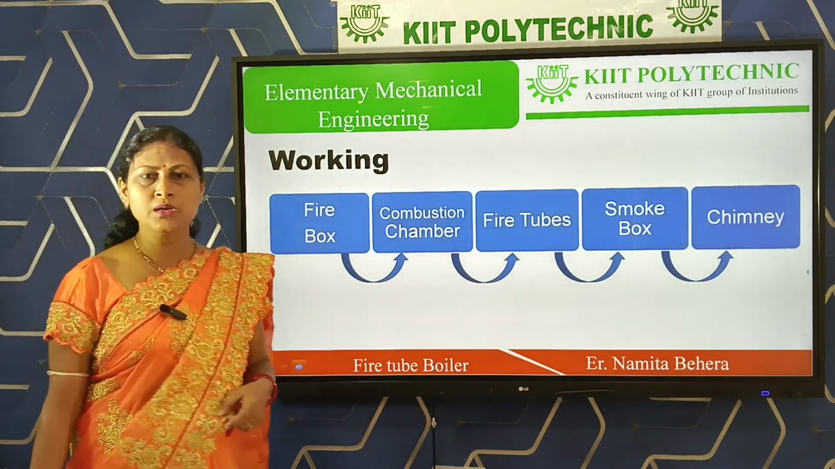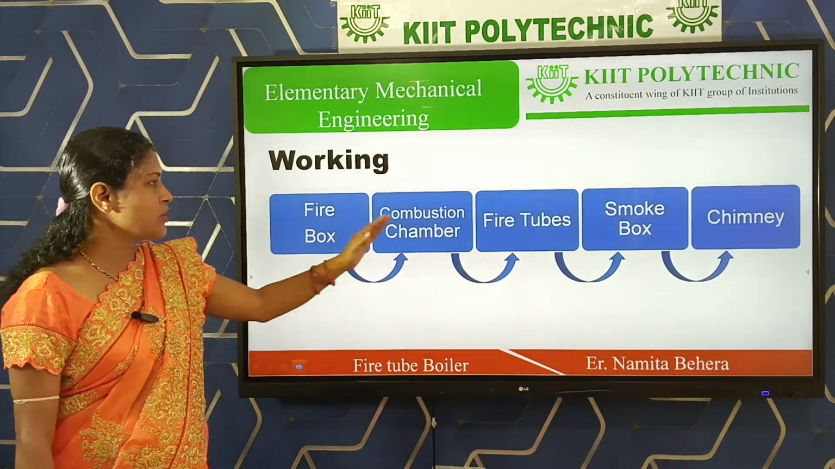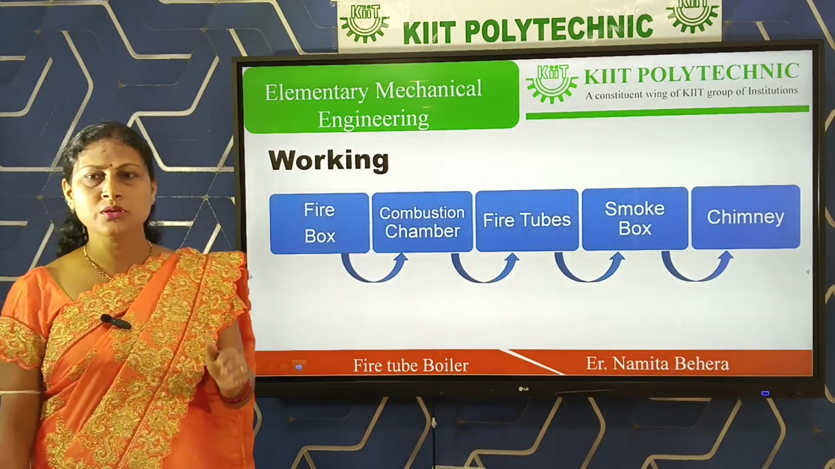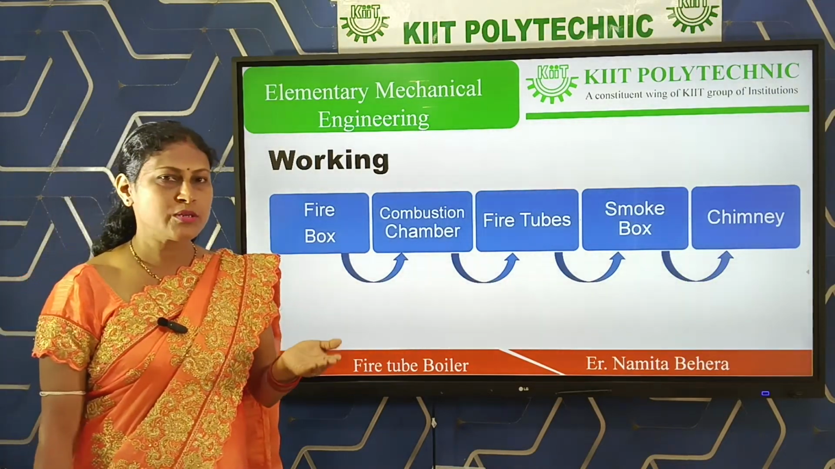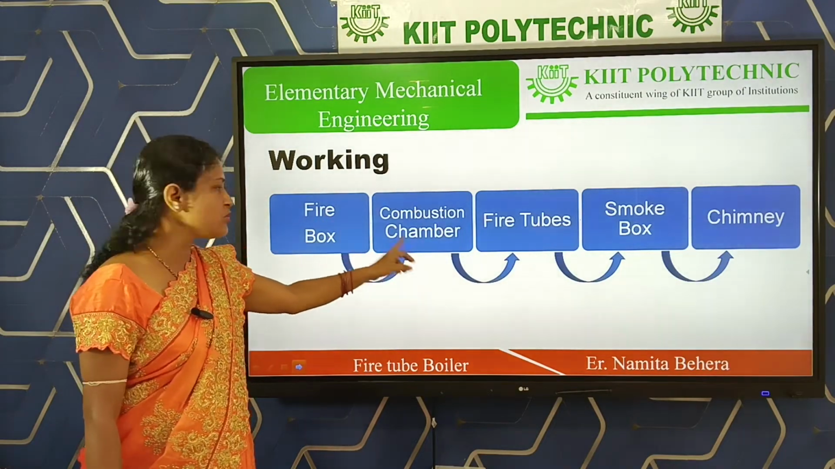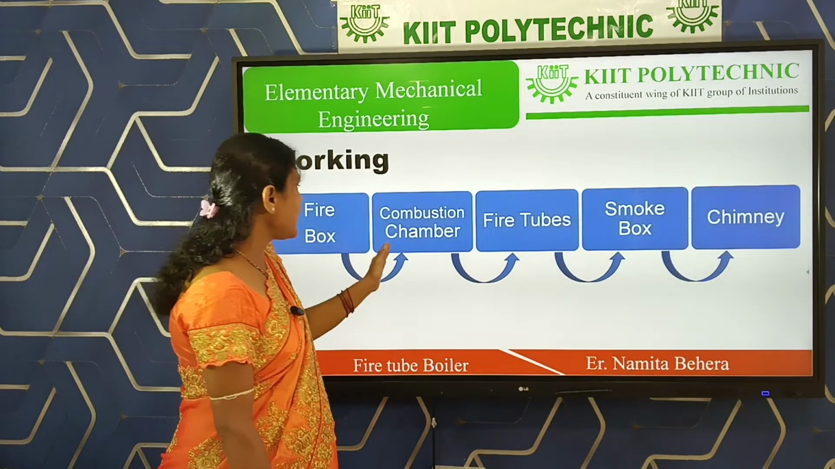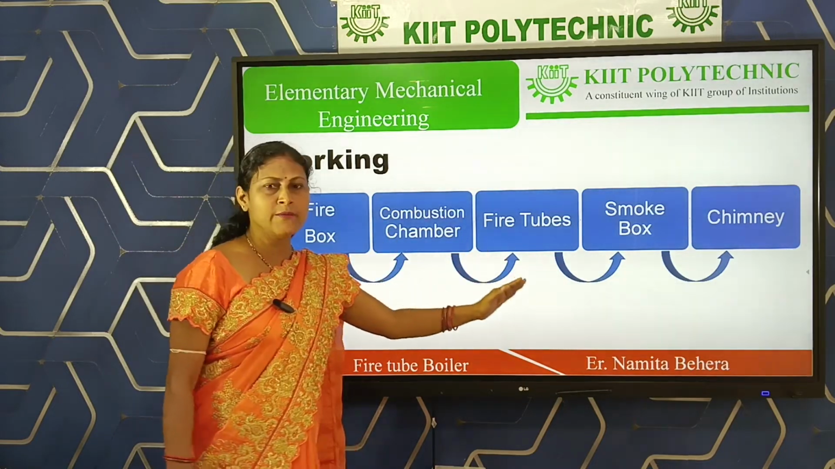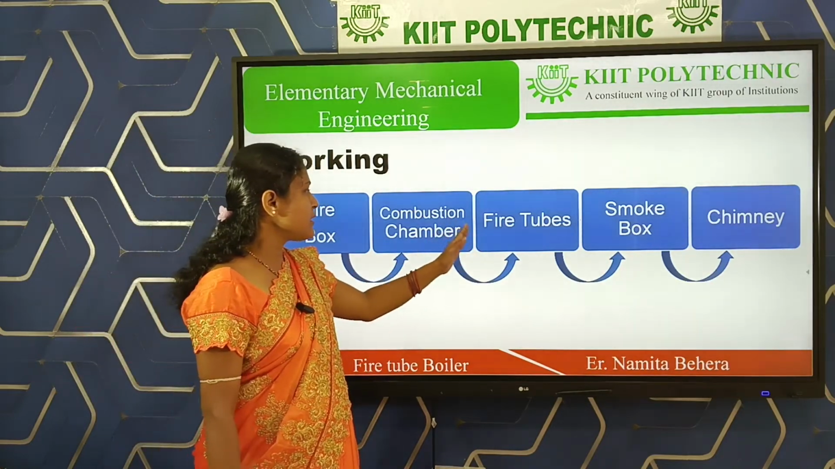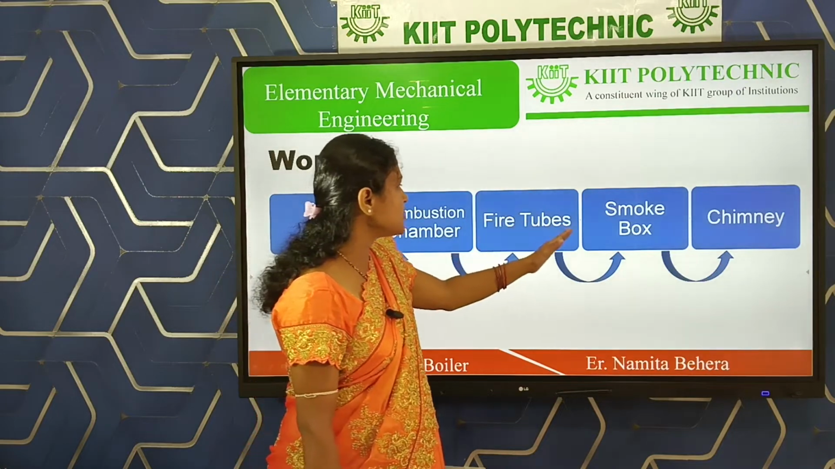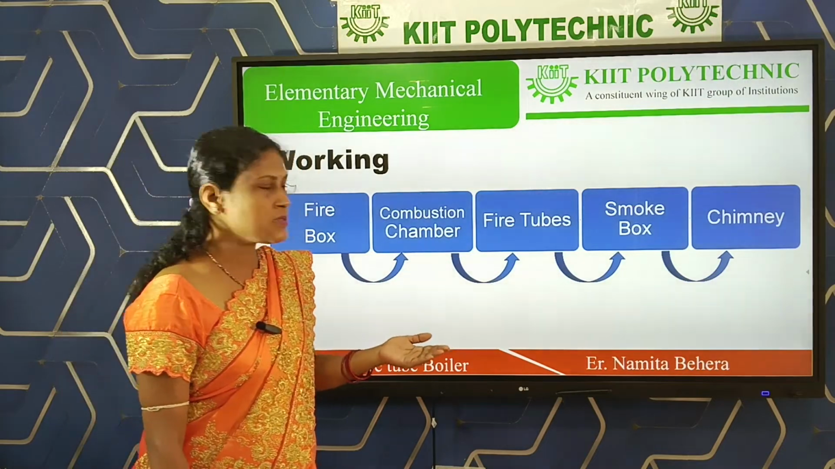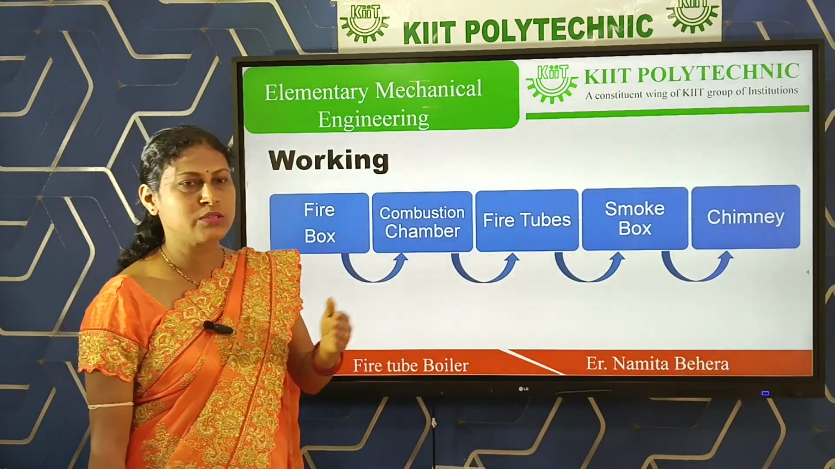Then what is the working of the Cochran boiler? This is the line diagram of the Cochran boiler. First is the firebox. Firebox means furnace, where combustion takes place and hot gases or flue gases are produced. These hot gases then go to the combustion chamber through the flue pipes. Then the flue gases go through a number of fire tubes called multi-tubes. Then they pass to the smoke box, and finally the flue gases go outside through the chimney.